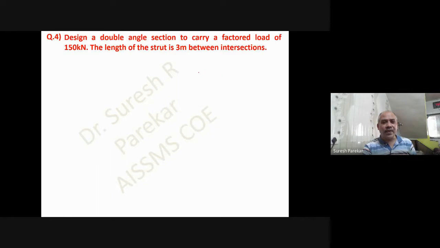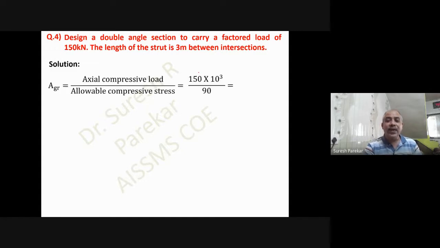Now we will go to the first problem for a double angle section, and we have to design against 150 kilonewton where the length is given as 3 meters. And now we have assumed an allowable compressive stress of 90, and for this angle section you can see that a table is given, and from that table I have assumed this value as 90.